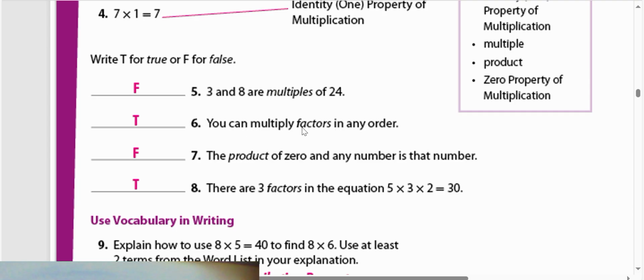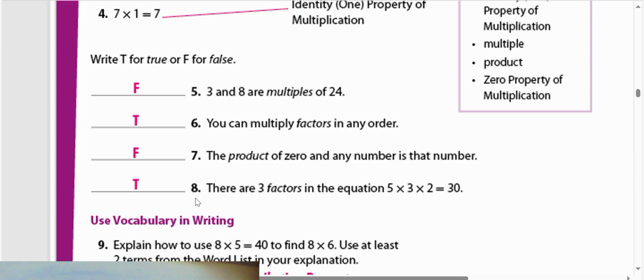Question number 6. You can multiply factors in any order. True. Like 6 times 3, we can write 3 times 6. We can use here commutative properties. Question 7. The product of 0 and a number is that number? No, false, because the product of 0 and a number is 0.